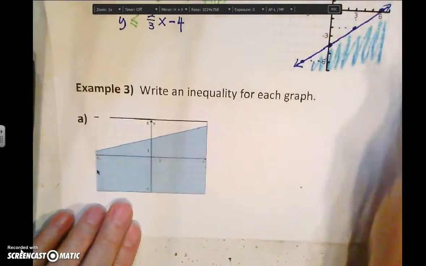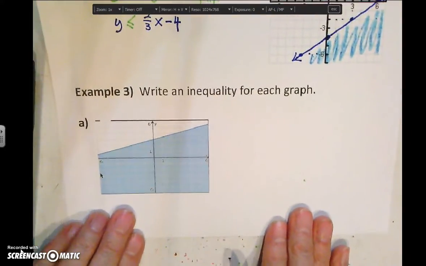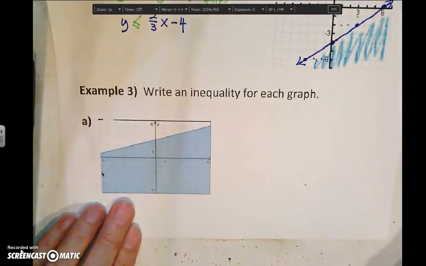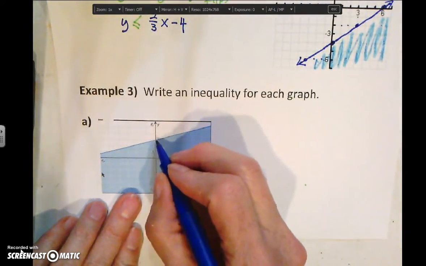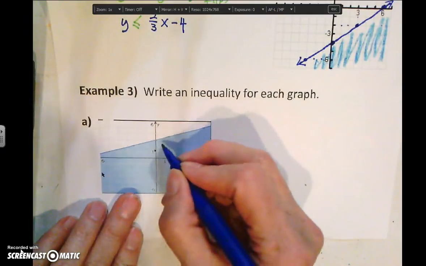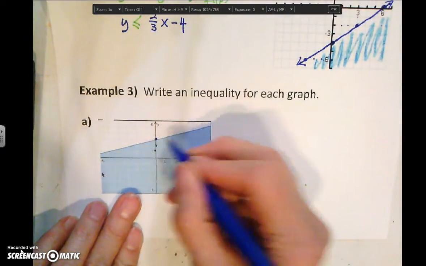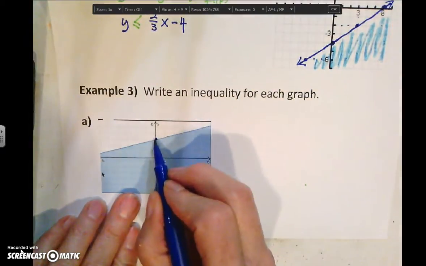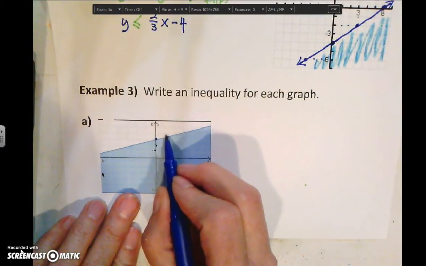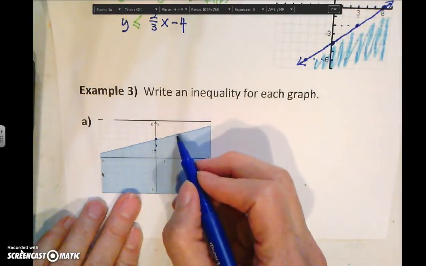All right, one last problem, and that would be to write an inequality for this graph right here. And so I need to get the equation of the line. So I see it's going through 1, 2, 3, it looks like, so 3. So that's going to be my y-intercept, and it appears the slope is up 1 over 1, 2, and 3.